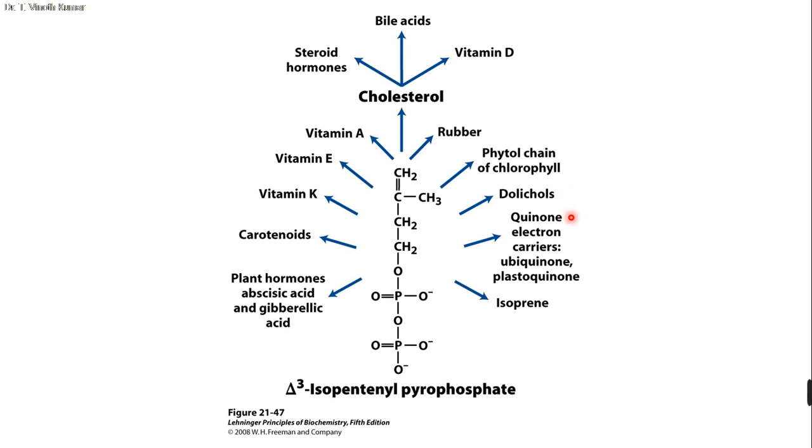Quinone electron carriers, ubiquinone and plastoquinone, are formed from this substance, and isoprene molecules are formed as polymeric substances. The plant hormones abscisic acid and gibberellic acid are formed in plants, and carotenoids too. Vitamin K and vitamin E are all formed from isopentenyl pyrophosphate. So this is very important. From cholesterol, vitamin D, bile acids, and steroid hormones are formed. So cholesterol metabolism is very important, not only for the synthesis of cholesterol, and in between, delta 3 isopentenyl pyrophosphate is a precursor of many important metabolites, not only in animal cells but also plant cells.